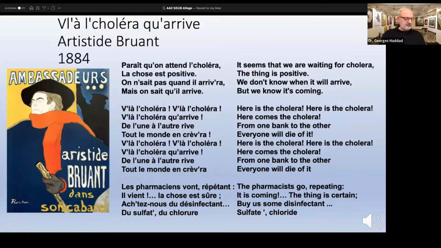Paraît qu'on attend le choléra, la chose est positive. On ne sait pas quand il arrivera, mais on sait qu'il arrive.